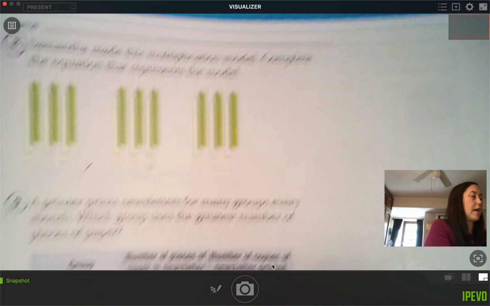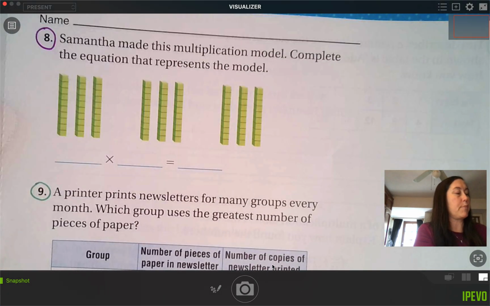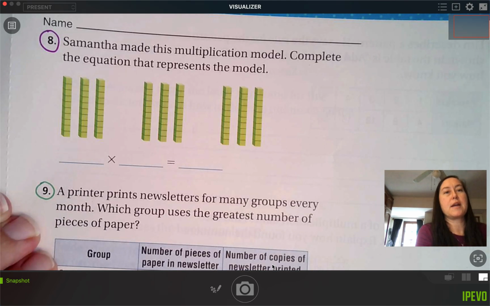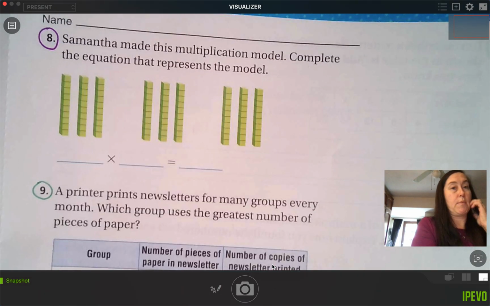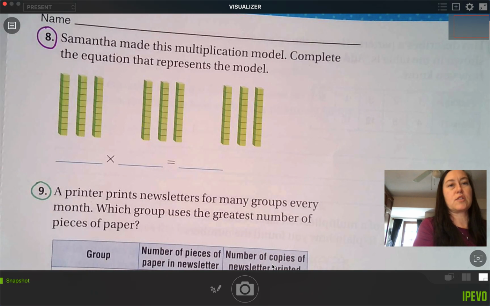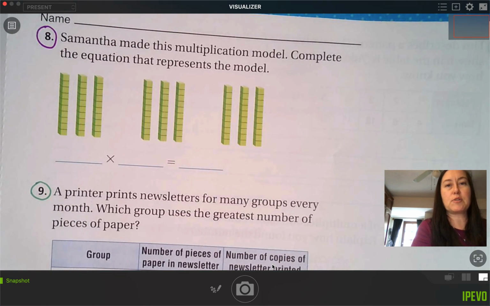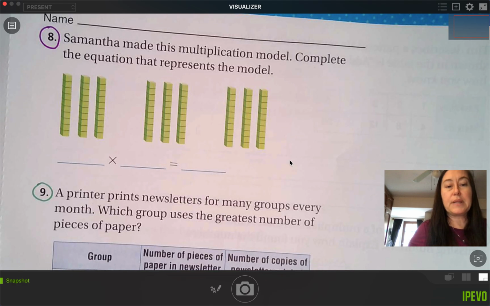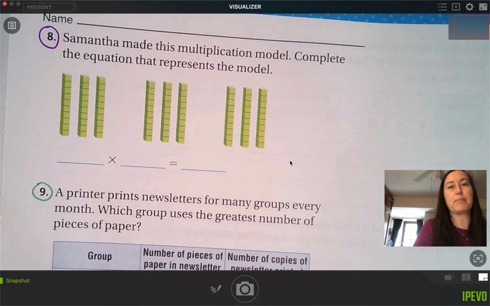We're going to do number 8 today, and then we're going to stop, and tomorrow we'll pick up with number 9. I really like number 8 as well because it shows you the multiplication with the place value blocks. So Samantha made this multiplication model. Complete the equation that represents the model.